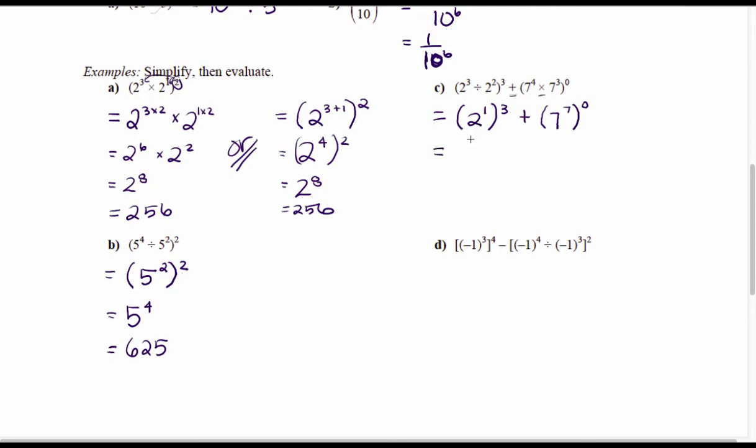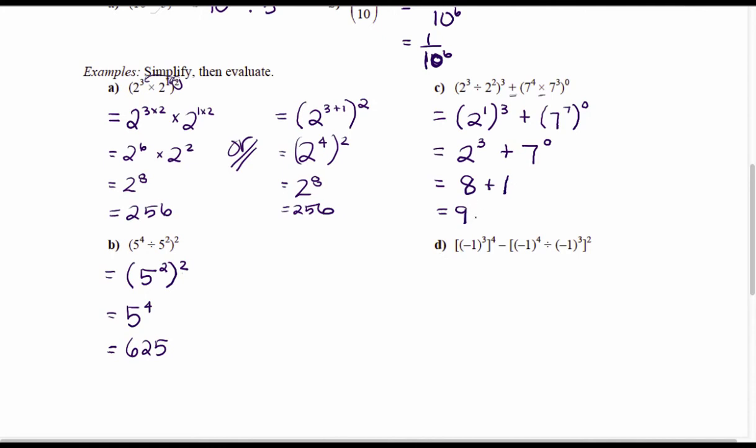Using our power rule, where we take the base as 2 and we multiply our exponents, 1 times 3 is 3, plus 7, and we multiply our exponents, 7 times 0 is 0, and so we can work through these since we're asked to evaluate. 2 to the power of 3 is 2 times 2, 4, times 2 is 8, plus anything to the power of 0 is simply 1, and so 8 plus 1 gives us 9.